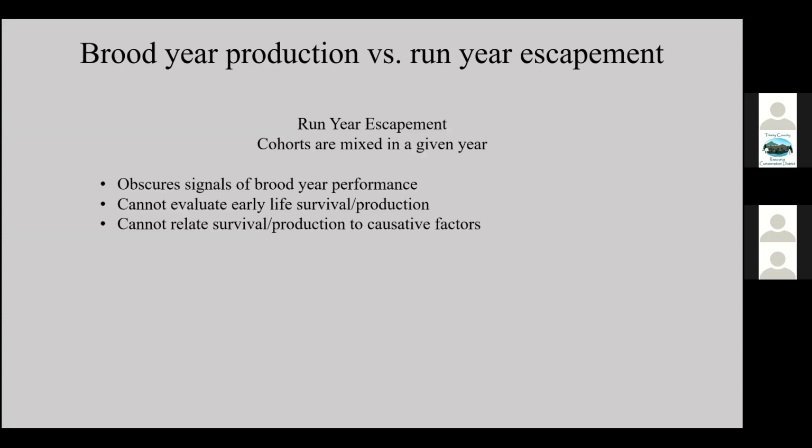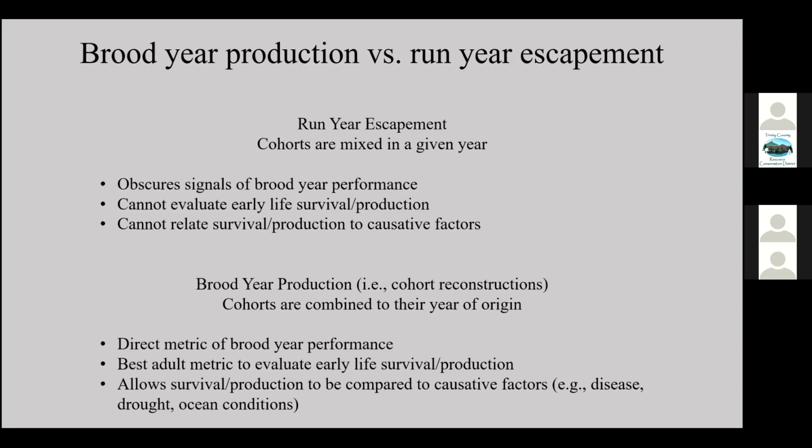So that difference in variability between run year escapement and brood year production means that brood year productivity is obscured if you're only looking at the much more common metric of run year escapement. Run year escapement cannot be used to effectively evaluate early life survival or total cohort production, because it's comprised of multiple brood years that have different early life survival rates, not to mention ignoring harvest and other sources of mortality.